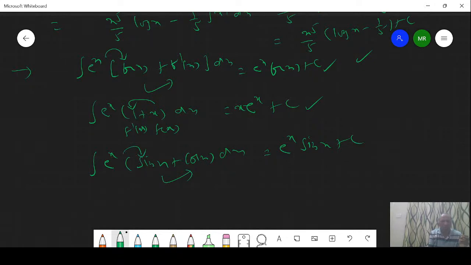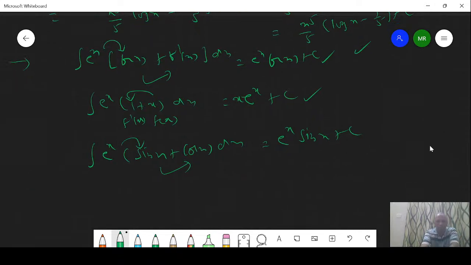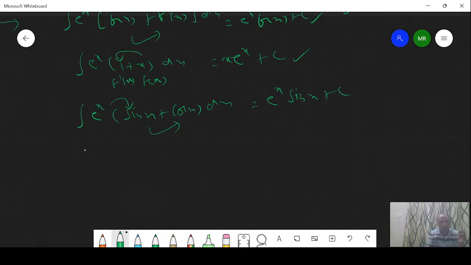The models are important here. These are the basic questions, but using this they may ask other forms. For example, they may give integral e power x into 1 minus cot x plus cosecant square x dx. You can see this one.